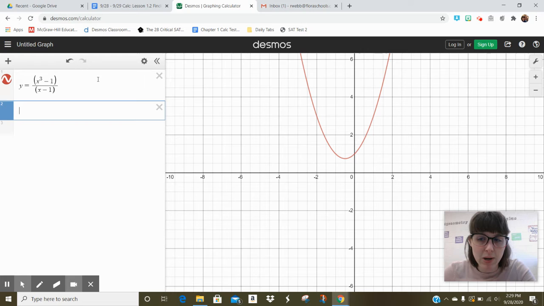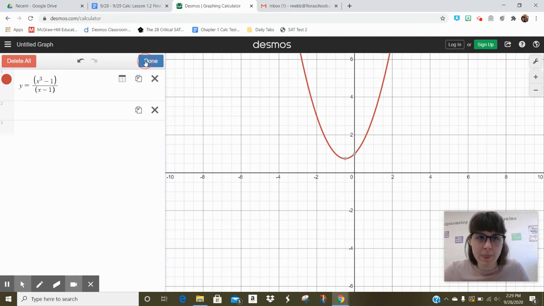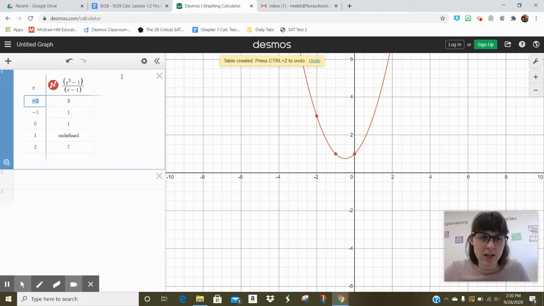Now we're going to click on the box where our equation was typed. We're going to click this gear up here, and then we're going to click the table. Now, as you can see, we have this lovely table where we give an x, it goes into the function, and the answer pops out. Because we want to know what happens to this function as x approaches 1, we're going to use some numbers for x that are really close to 1.